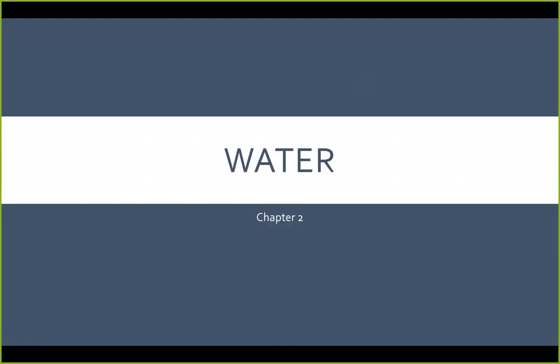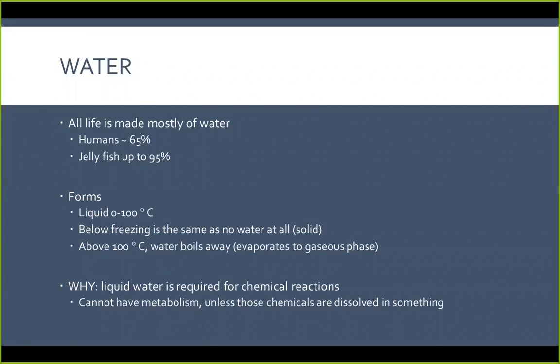Now I'd like to take a moment and talk about water. All life is made up of mostly water. Humans, 65% of our body is made up of water. Jellyfish, about 95%. Okay, so it doesn't matter what type of organism you are, water is essential.